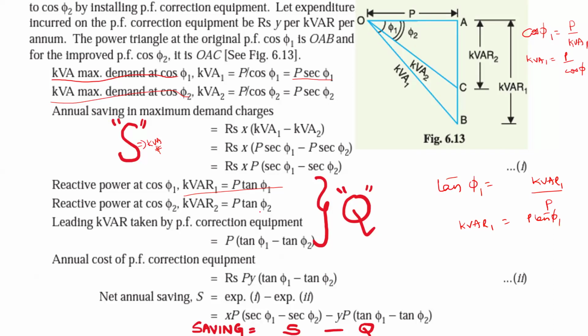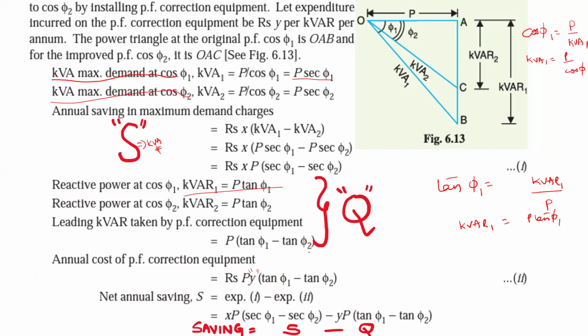kVR2 is equal to P tan phi 2. The leading kVR taken for power factor correction is the difference, P into tan phi 1 minus tan phi 2. Annual cost, let it be Y, I don't know that Y value. So it is P Y into tan phi 1 minus tan phi 2. Observe, this one is the total power S and this one is the reactive power.